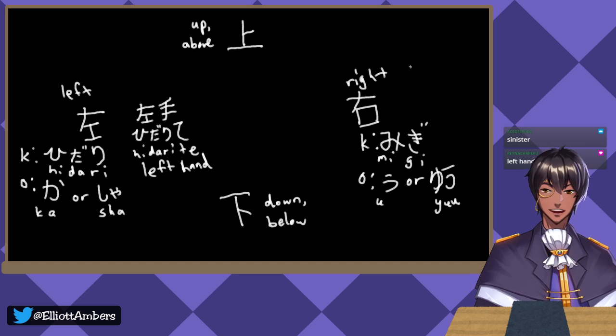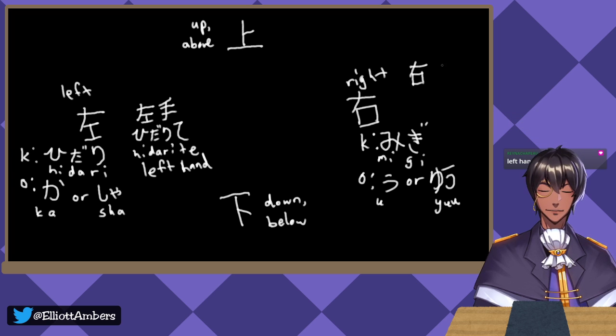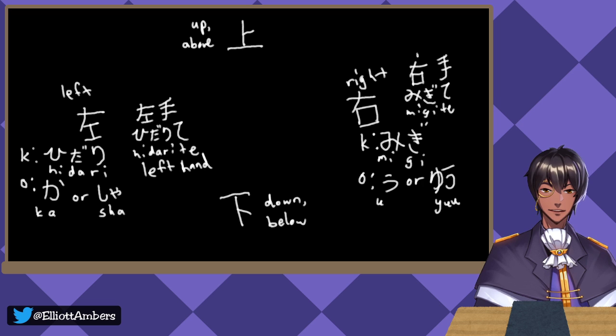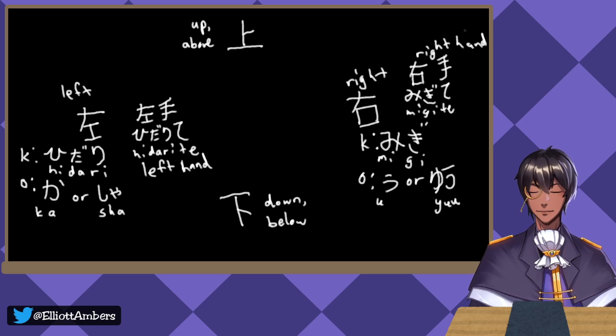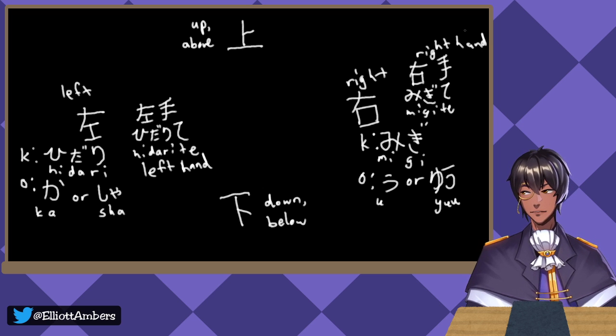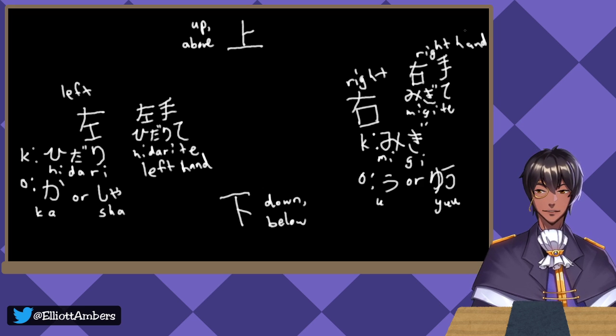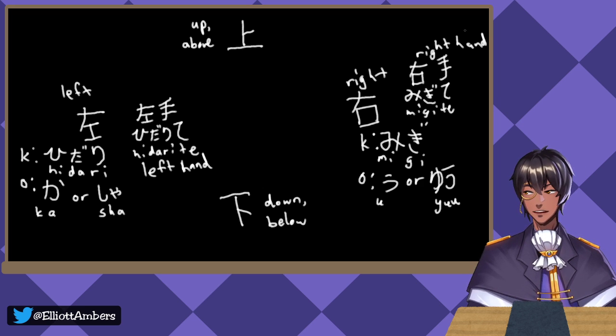Similarly, right. Okay, my stroke order is off. This is migite. Migite. Or right hand. This is like one example of seeing a compound word where they're using the Kunyomi instead of the Onyomi. That's left and that's right.